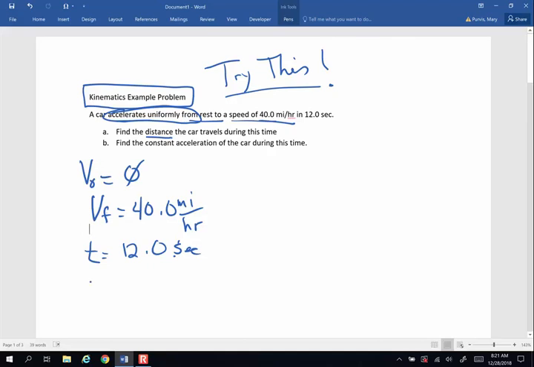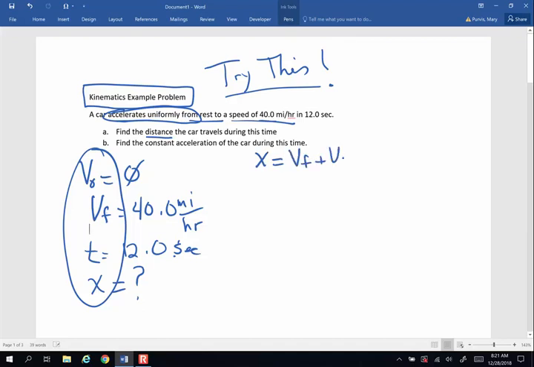So what variable am I looking for? I'm looking for x. So hit pause, look at your list of equations, and pick out the right equation with this set of variables in mind. All right, are you back? Using this set of variables, what I would use is (VF plus VO) divided by 2. This (VF plus VO) divided by 2 is the average velocity, times time. And I'm looking for x.